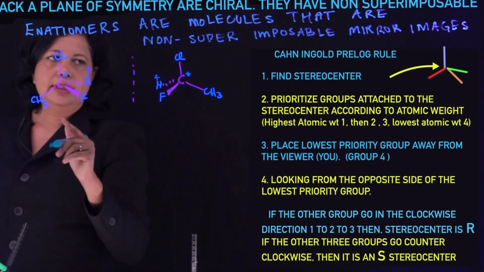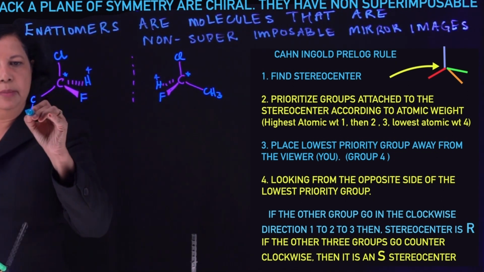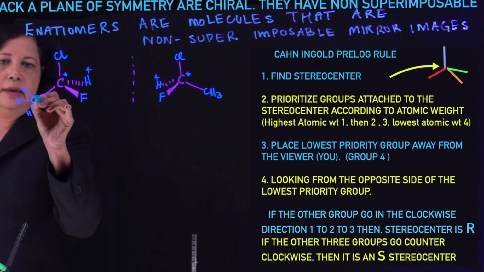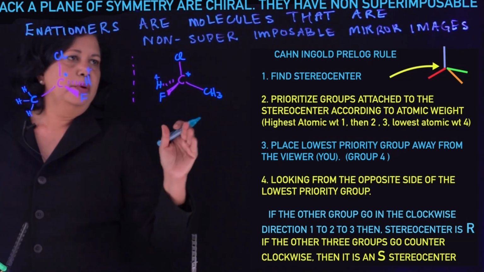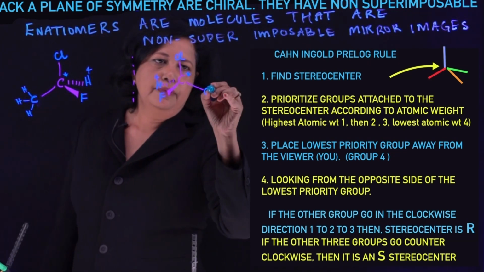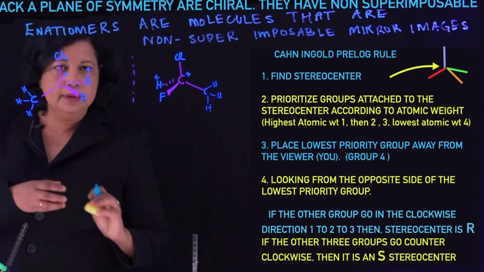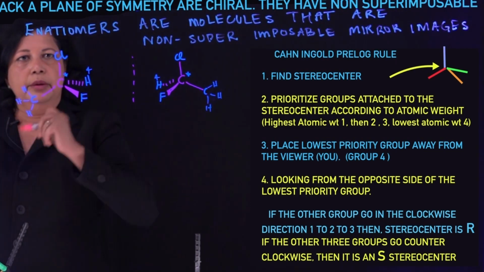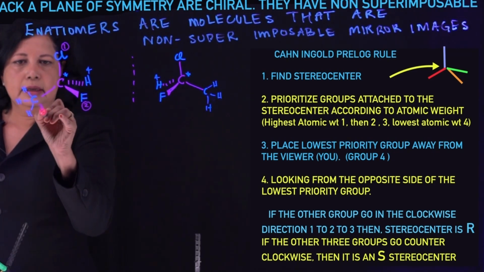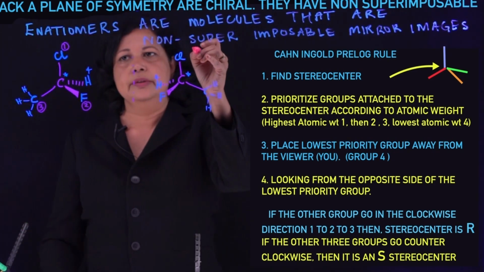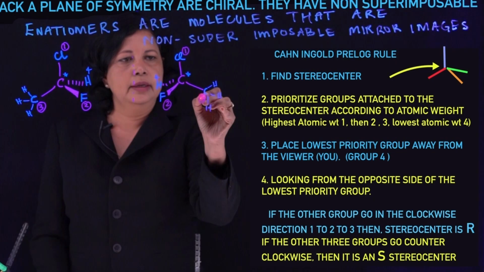So first you have to look at the things that are directly attached to it. Don't count this as a methyl, count this first as a carbon. So this carbon is 12, 19, and 35.45. So you have to go up exactly by the periodic table. So chlorine would be the highest, then the fluorine, then the carbon at point of attachment. Same here, 1, 2, and 3.